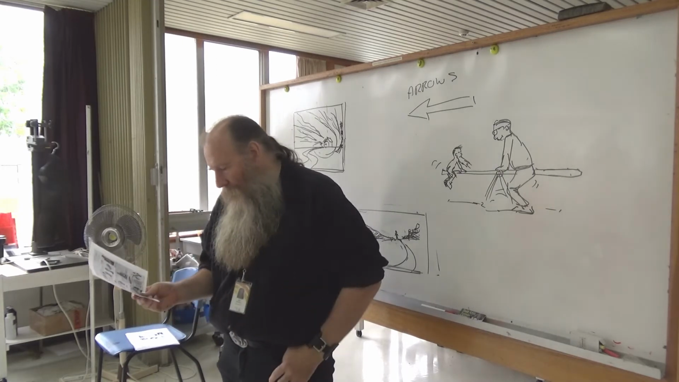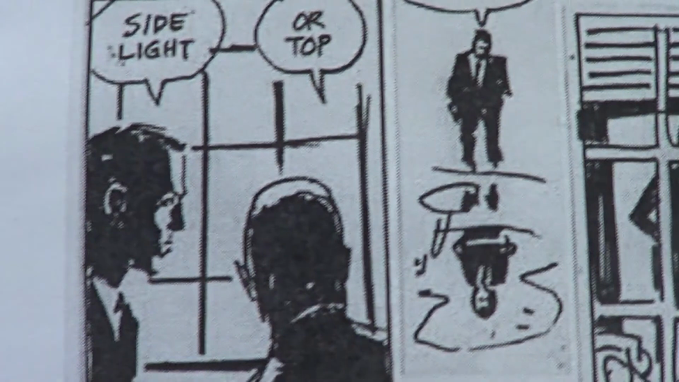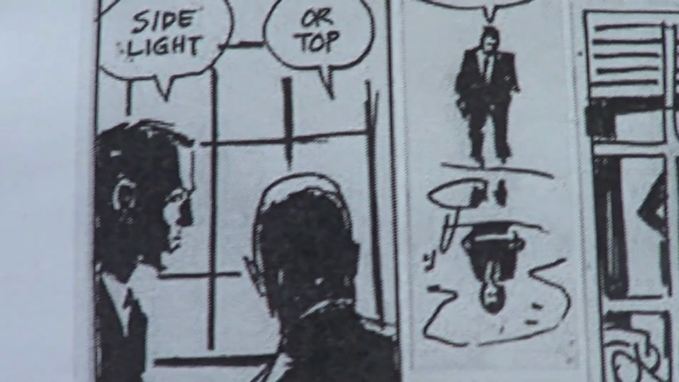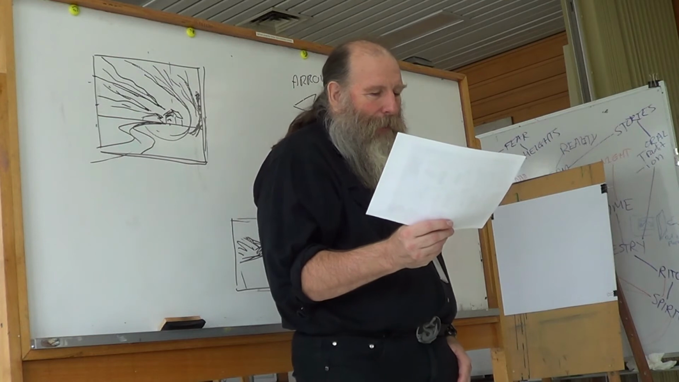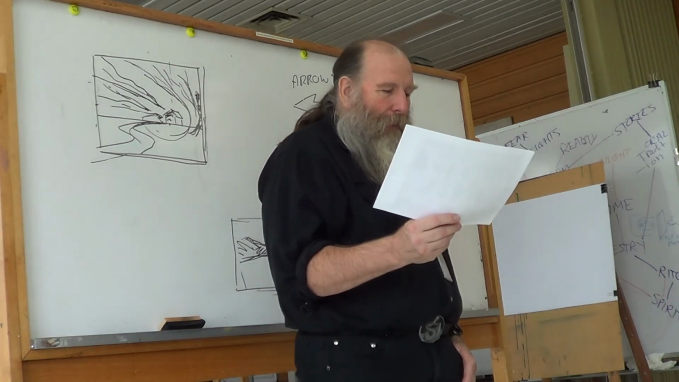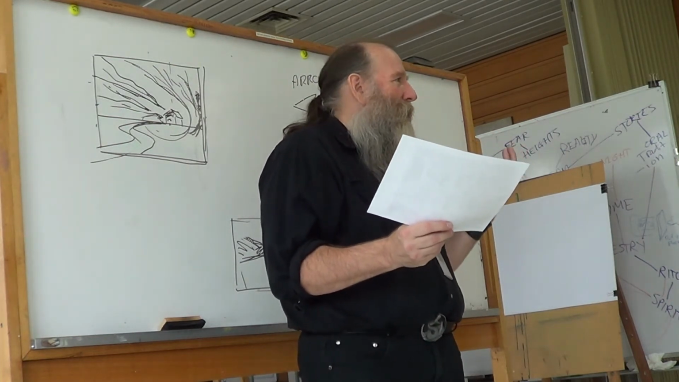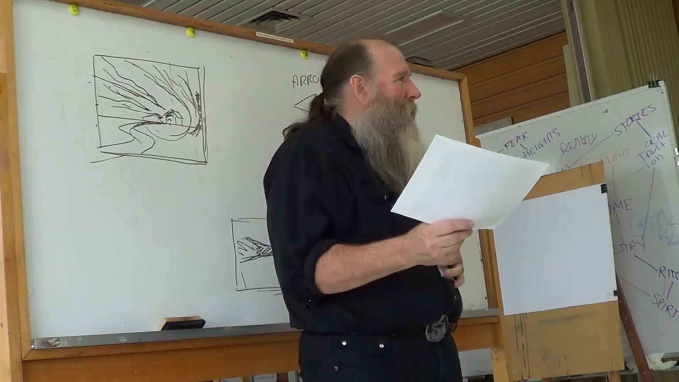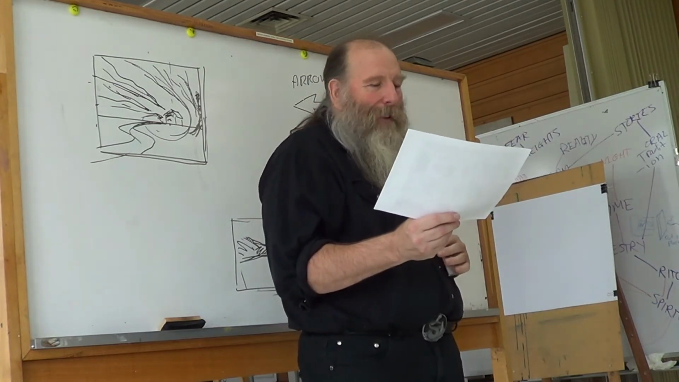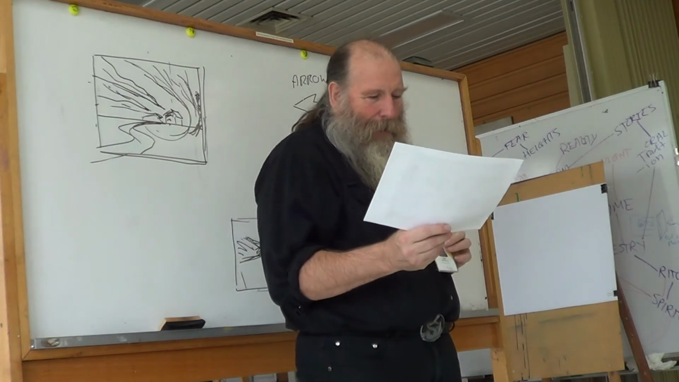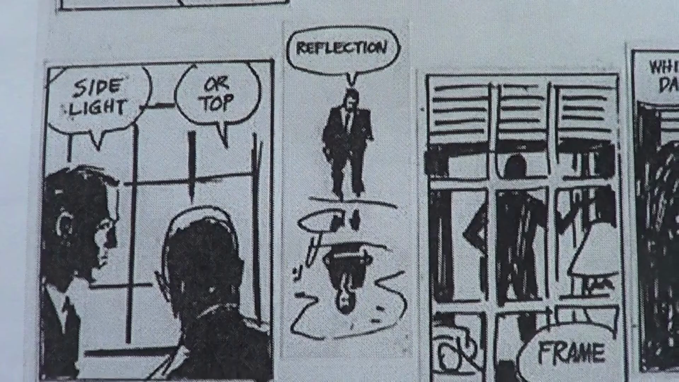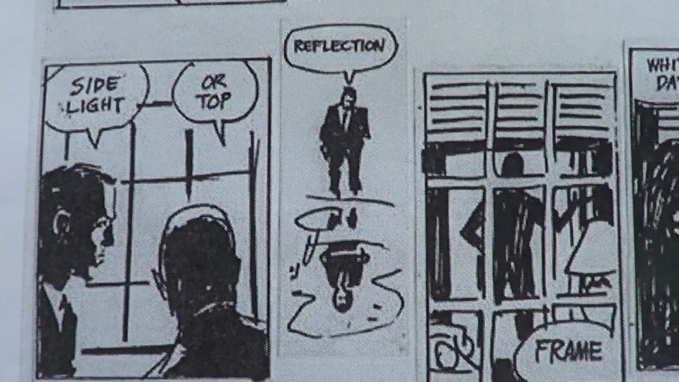And speaking of hiding information, down the bottom line, side light or on top. So this is giving you an idea that you don't have to draw all the details. You can have a lot of it in shadow, and therefore the bits that are lit up are kind of interesting. Next one's fun, reflection. Got a figure there just looking down at itself in a reflection.